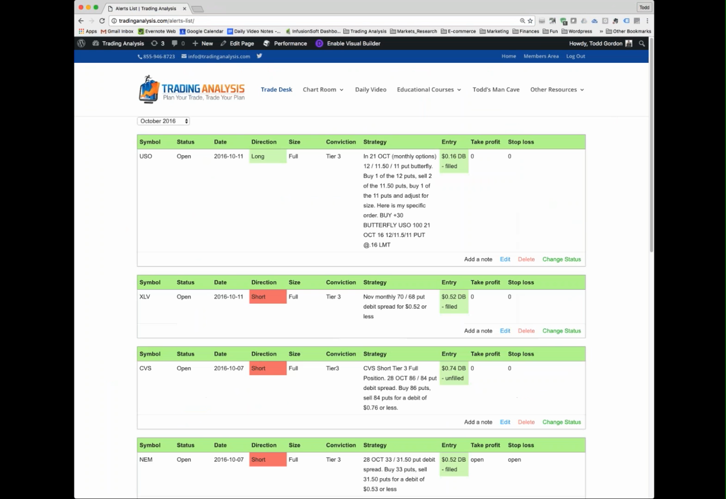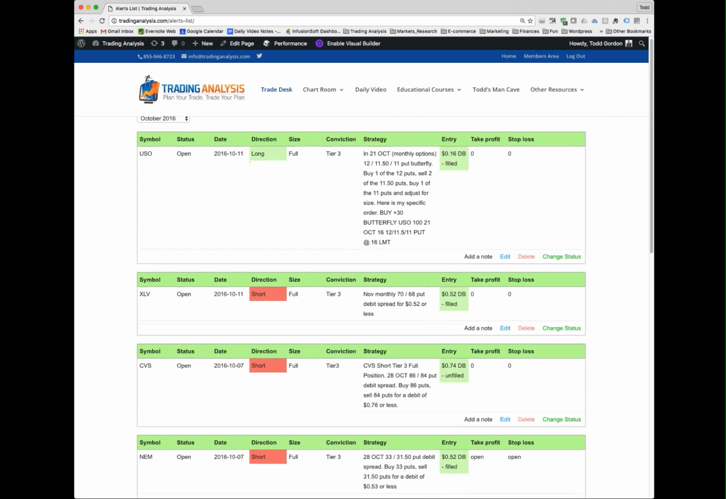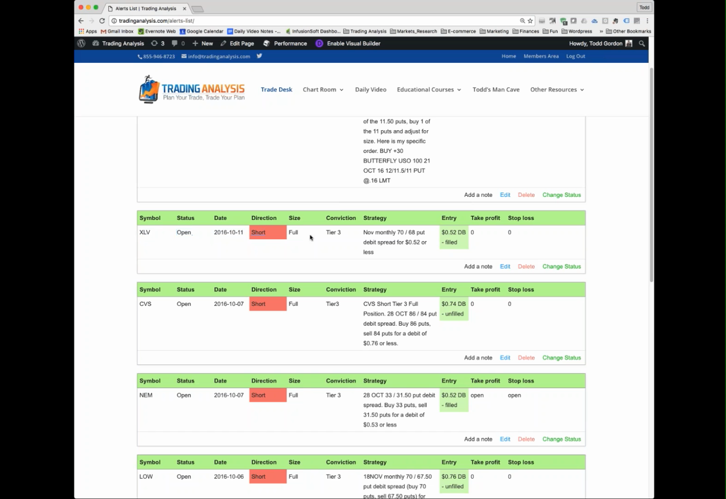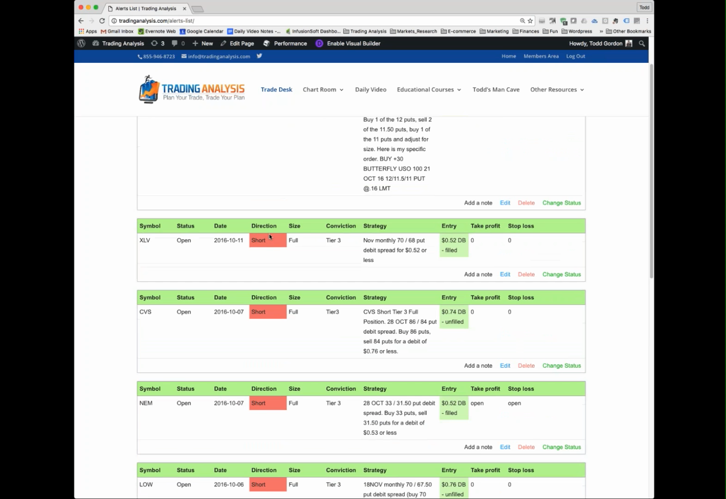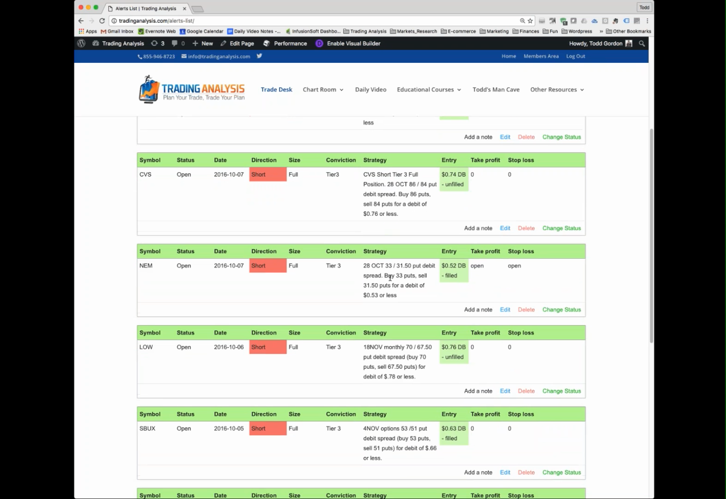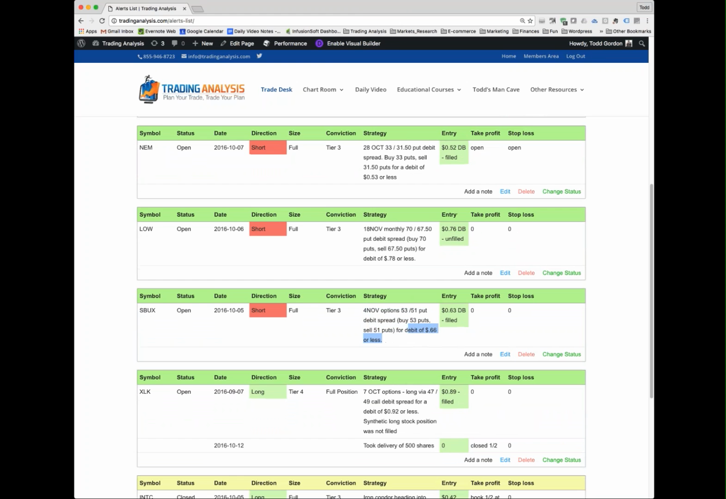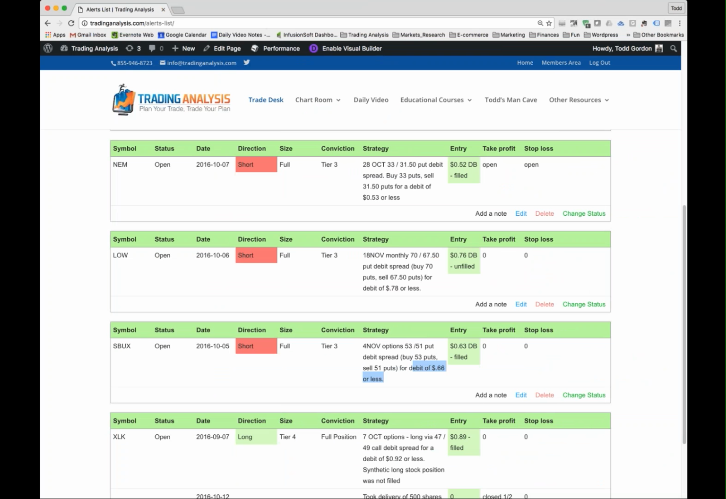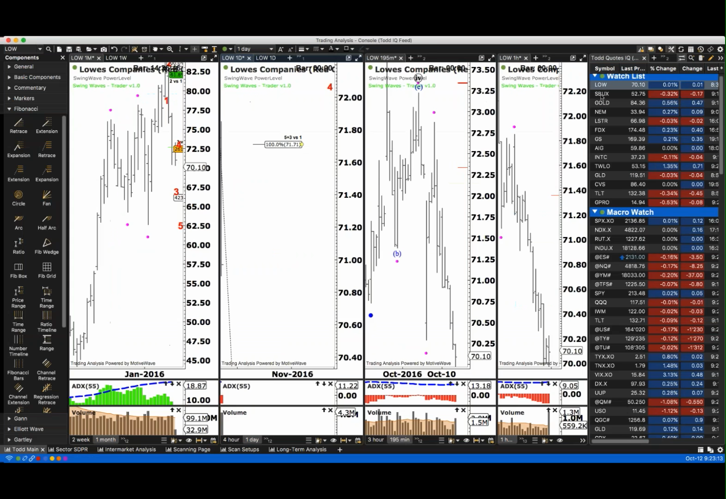Trade desk. USO, there's that put butterfly we mentioned. I am short healthcare. I put on a 70-68 put spread with customers. We paid 52 cents for that, and that's in the November monthlies. We're short CVS. That one's been really weak with the move down in consumer staples. Newmont, we talked about that. Lowe's, I showed you that one. Starbucks, I think, is on the brink of collapse. It's been underperforming for a long period of time. And let me go back to MotiveWave.